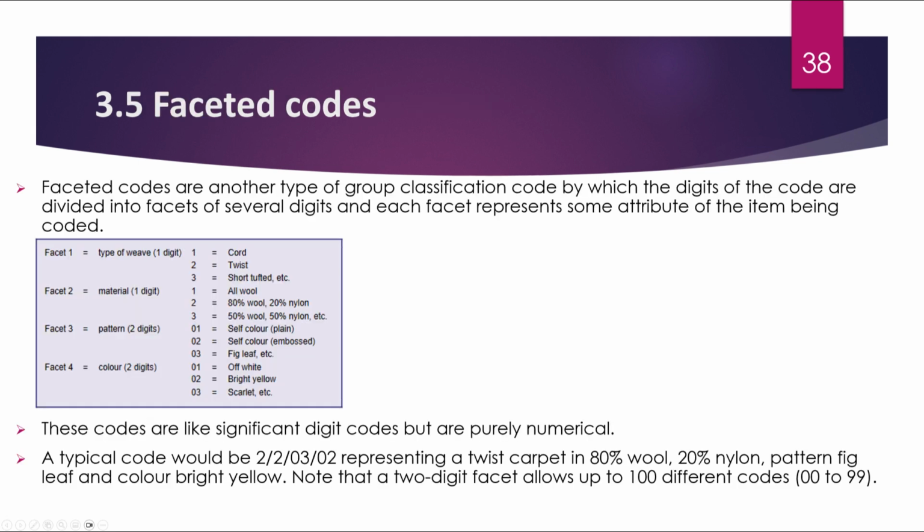.5 Facet codes. Facet codes are another type of group classification code by which the digits of the code are divided into facets of several digits and each facet represents some attribute of the item being coded. These codes are like significant digit codes but are purely numerical. A typical code would be 2.03.02 representing a twist carpet in 80% wool, 20% nylon, pattern fig leaf and color bright yellow. Note that a two-digit facet allows up to 100 different codes, 00 to 99.